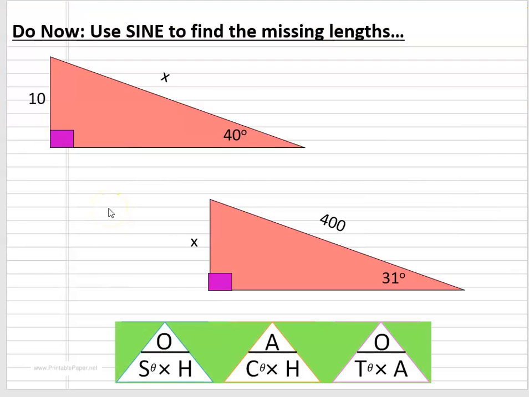So here is your do now, okay? I would like you to use the stuff we looked at last lesson, the sine rule, to find the missing sides of these two triangles. I'd like you to spend around 5 minutes or so on that, press pause and have a go.